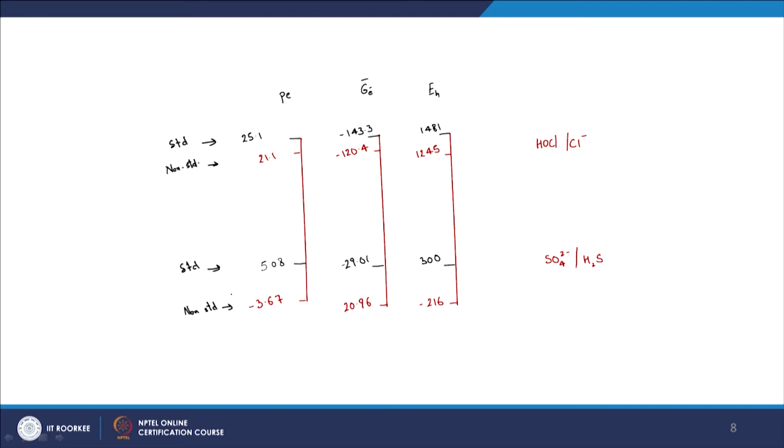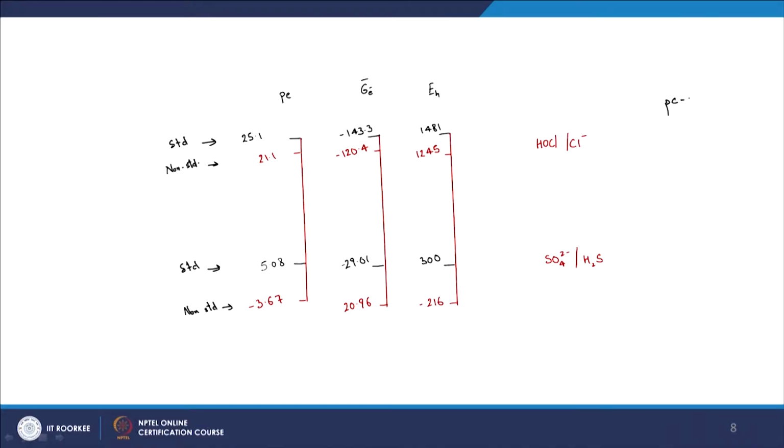Again from here, looking at the PE values, you can understand in which direction, or which particular compound, the reduced form or oxidized form, would predominate, in relation to PE minus PE naught. So in one of the earlier classes, we looked at how, similar to pH and pKa, by comparing the PE values with respect to PE naught, we could understand which particular compound would predominate.